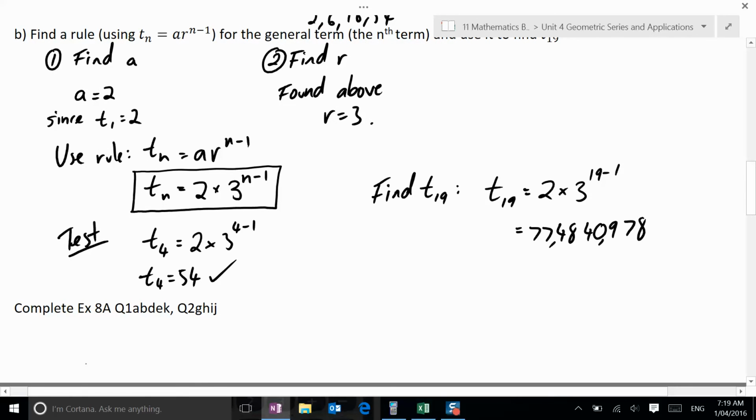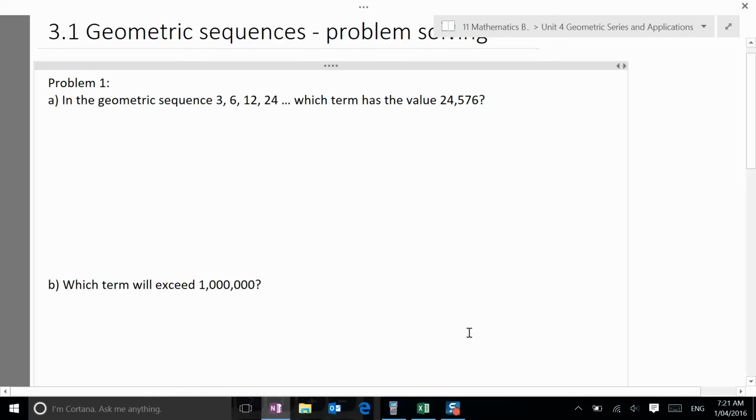From here, stop the video and have a go at those questions. Hopefully you did well in those questions. We'll look at some problem solving. So turn the page, we'll have a look at some basic problem solving, then set you free on some problem solving of your own.